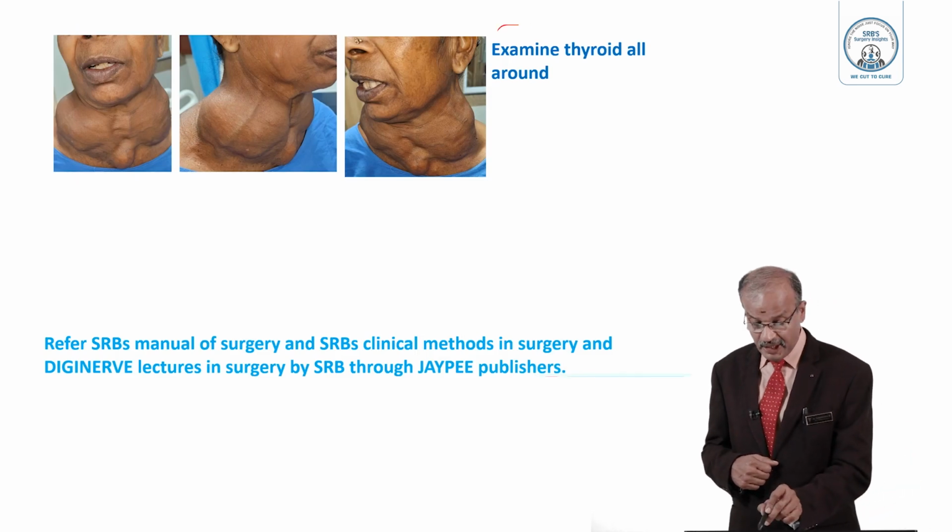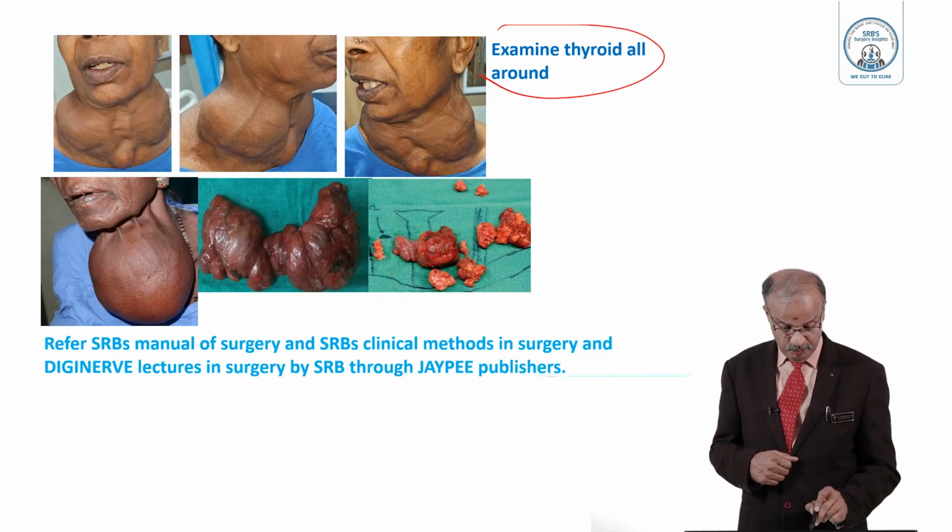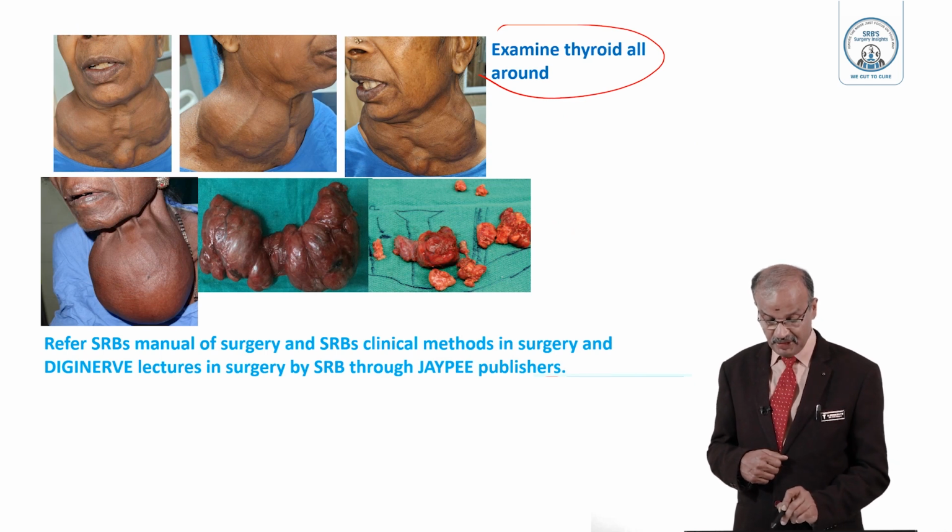So examining the thyroid all around is very important. See that the thyroid looks correlated with the specific specimen. See the cut section, classification, everything.